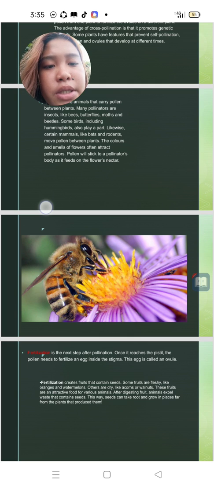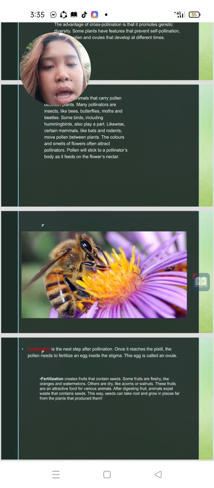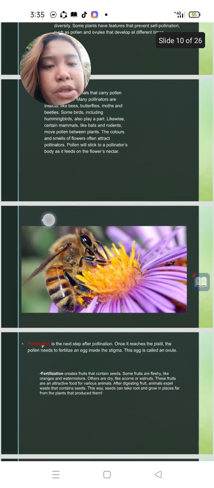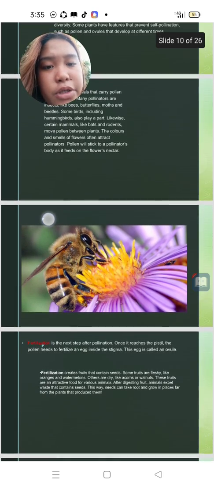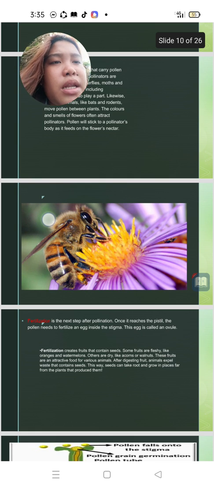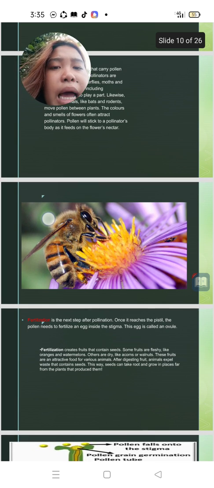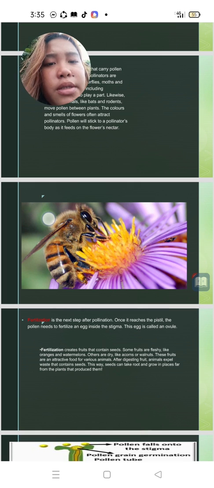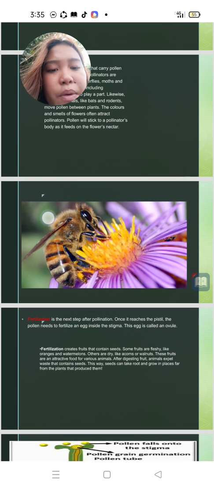The colors and smells of flowers often attract pollinators. Pollen will stick to a pollinator's body as it feeds on the flower's nectar. On the other hand, a pollinator is an animal that moves pollen from the male anther of a flower to the stigma of a flower.